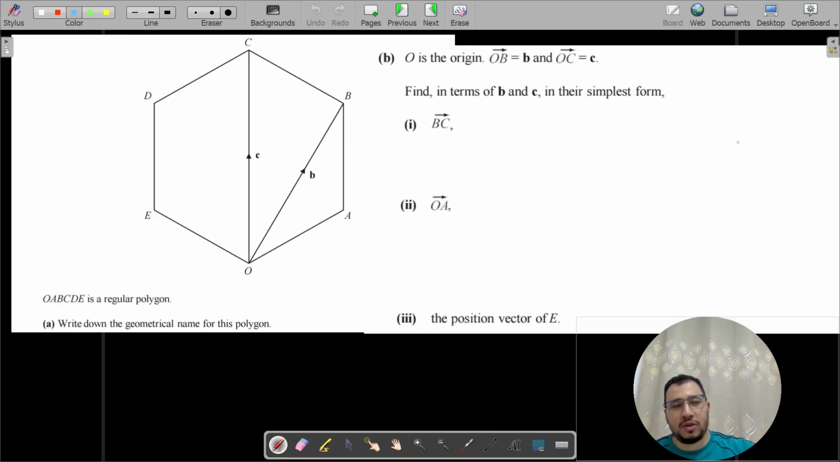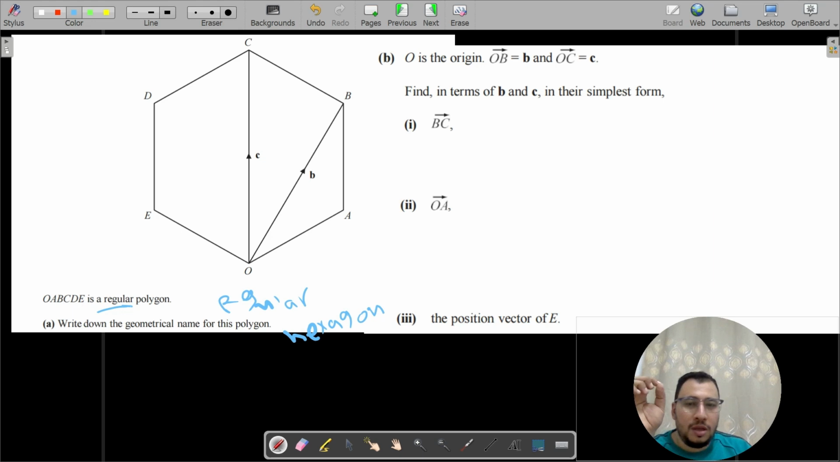Now, let's take a look here. One of the most common questions which came a lot before in the exam is about the regular hexagon. Here in this regular hexagon, of course, the first question: what is the geometrical name of this polygon? This is a regular hexagon, because it has 6 sides. How did you know it's regular? Because he told me already here.